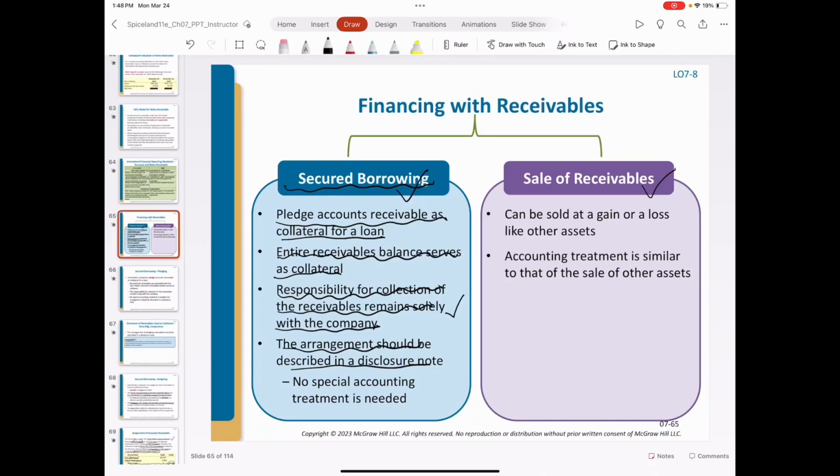Another topic of financing with receivables is sales of receivables. Receivables are valuable assets for the company, and they can be sold. And the gain or loss depends on the difference between book value and the fair value. The accounting treatment is similar to the sales of other assets.